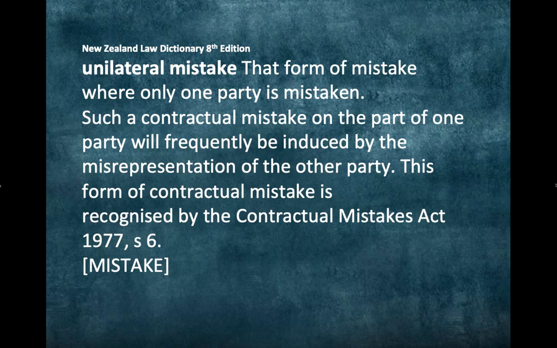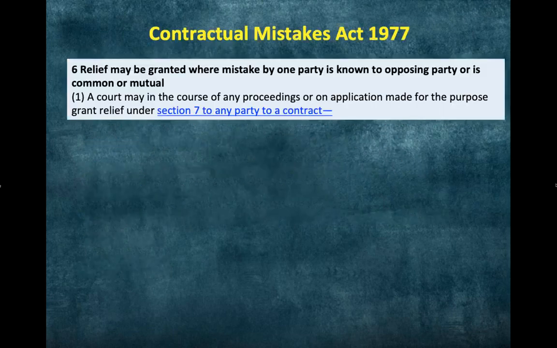Such a contractual mistake on the part of one party will frequently be induced by the misrepresentation of the other party. This form of contractual mistake is recognized by the Contractual Mistakes Act 1977, Section 6. Now this is New Zealand law. I quote everything in New Zealand, so okay, Contractual Mistakes Act. Relief may be granted where mistake by one party is known to the opposing party or is common or mutual.